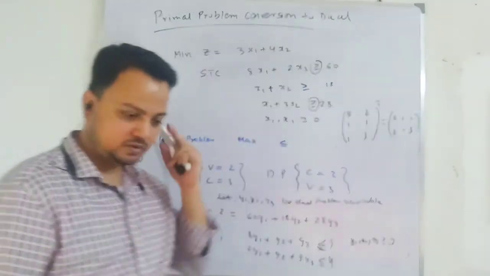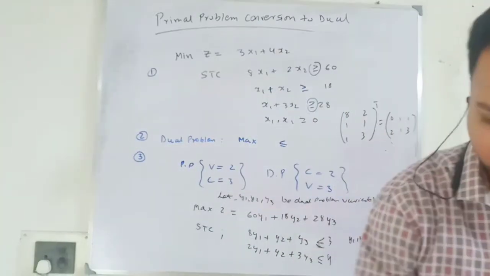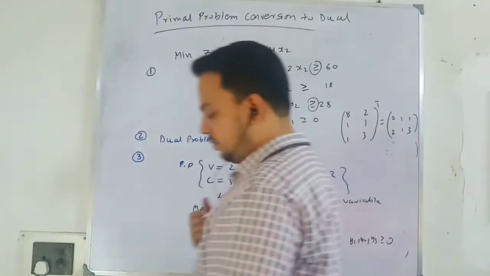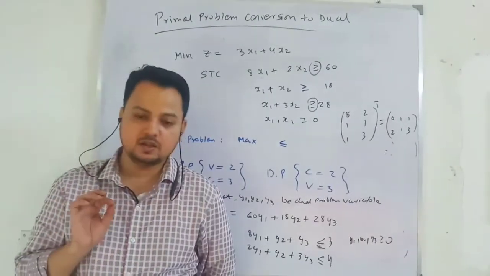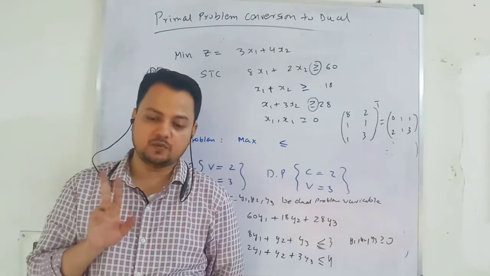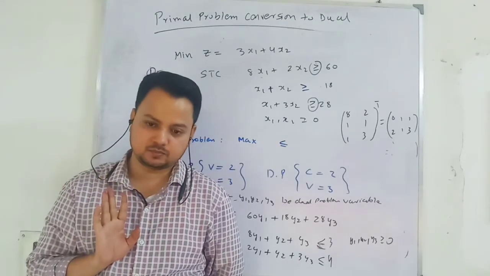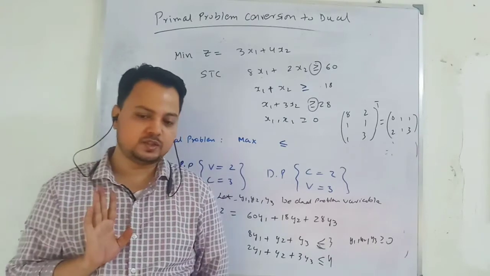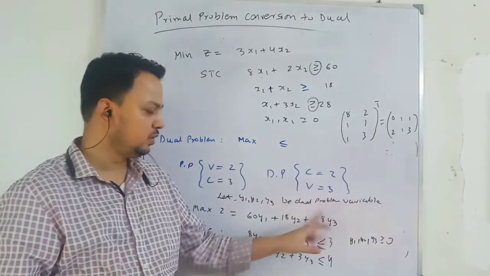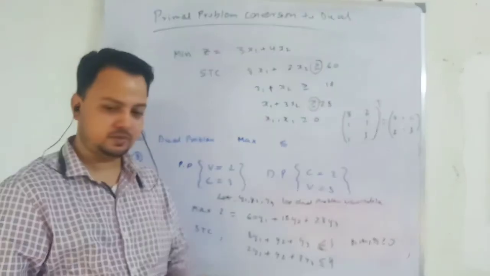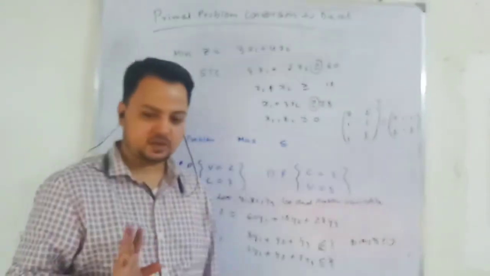Let's do one simple example. When they ask you to do the graphical method on the dual problem, remember, we can do the graphical method only when we have 2 decision variables. If we have more than 2 decision variables, we cannot do the graphical method. Here you have 3 decision variables, so we cannot use the graphical method.